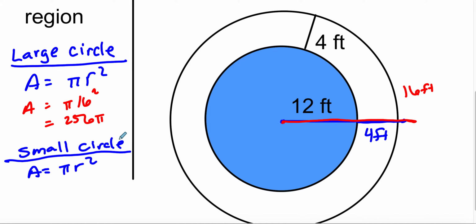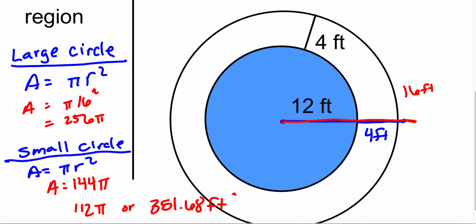256 pi. Then my small circle here, most people would have gotten as 12. So we would have had 12 squared, which is 144 pi. And then I could subtract those, which would give me 112 pi, or 351.68 feet squared. This one tends to be complicated for students every year, so if you got this one, give yourself a nice pat on the back.